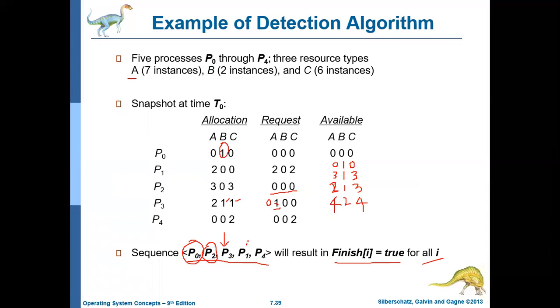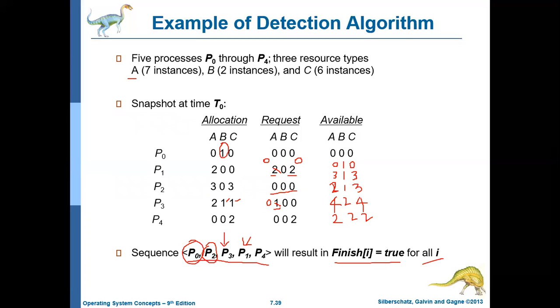After that, P1 should be executed. P1 needs 2 instances of A and 2 instances of C, which is what it is requesting. Is it available? Yes, because 202 is less than 424. If this request is granted, then the operating system will have 2 instances of A, 2 instances of B and 2 instances of C, and this will become 0.